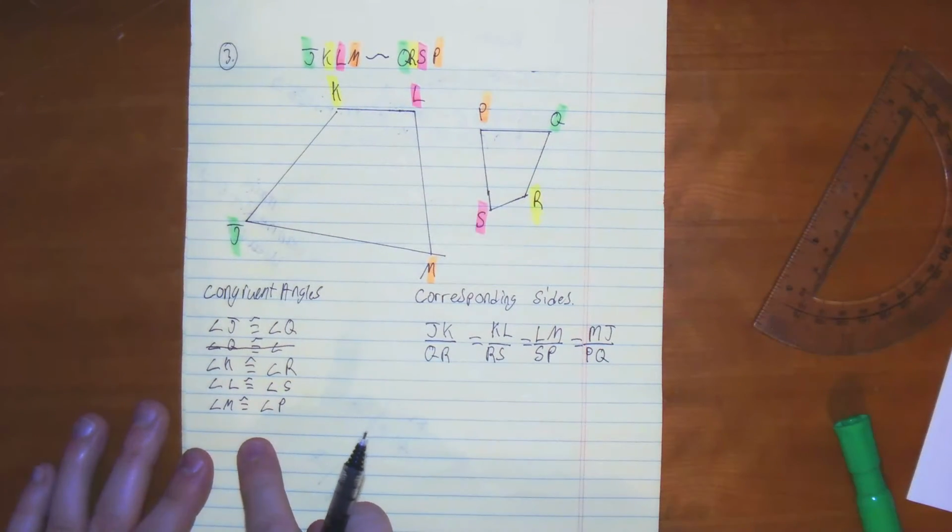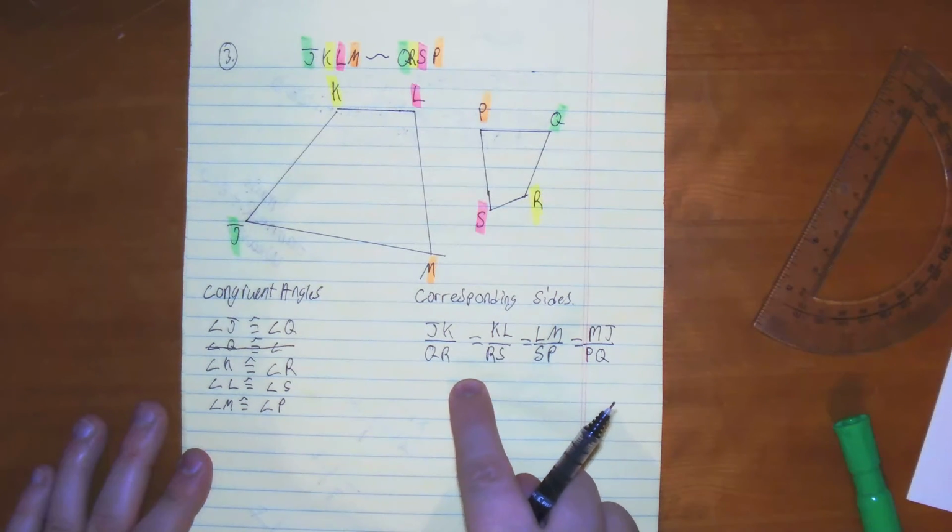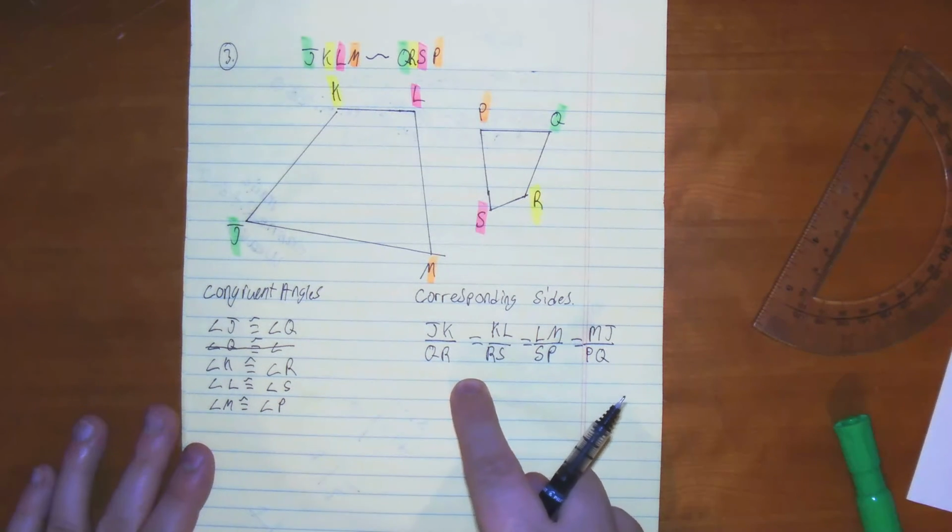Alright, so this is our congruent angles, and this is our proportions to set up how these two quadrilaterals are going to be similar to one another.